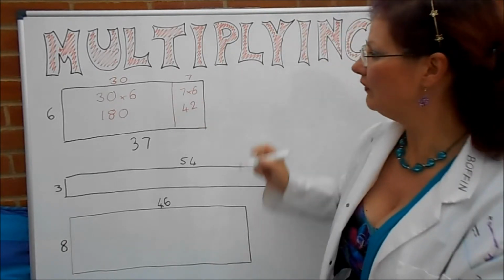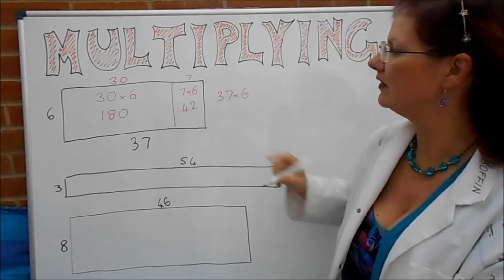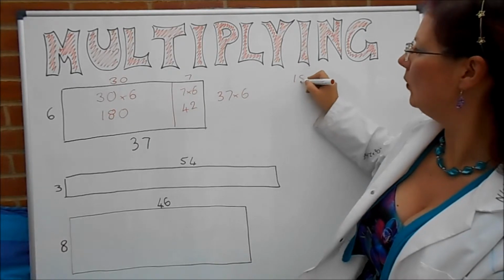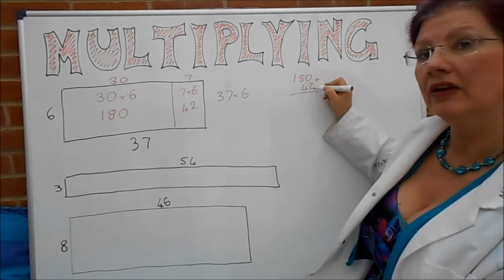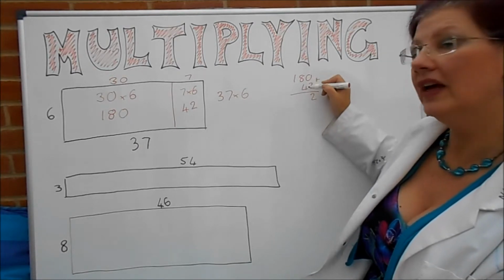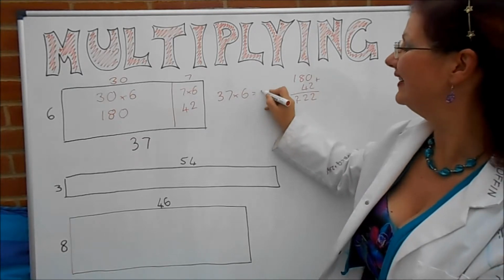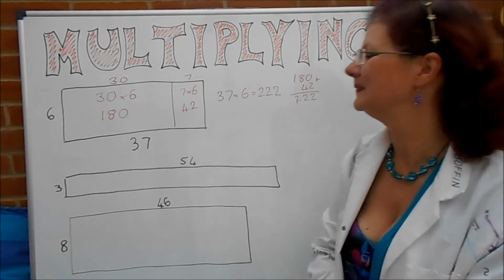Okay, so the final answer, 37 times 6, is adding those two together. Just a little quick bit over here, 180 plus 42. Adding up that, we get a 2. 8 and 4, that's 12. 2 down, carry the 1. 2. Oh, look, 222. 2, 2, 2.